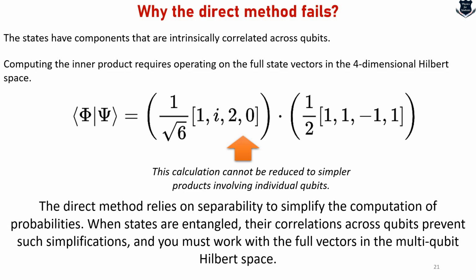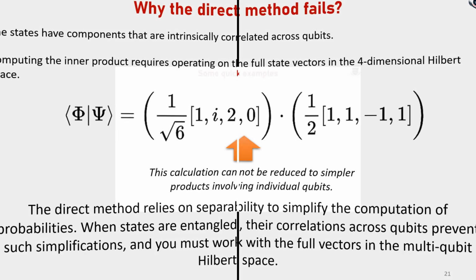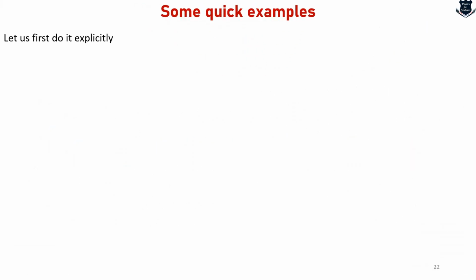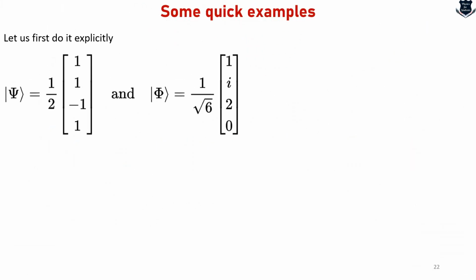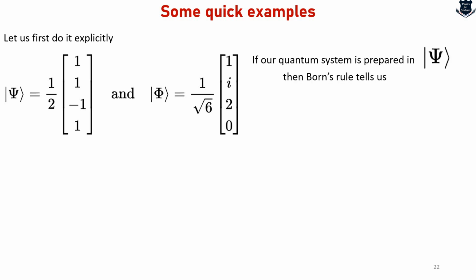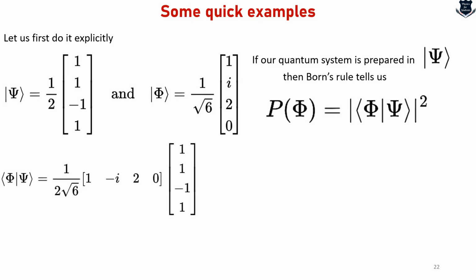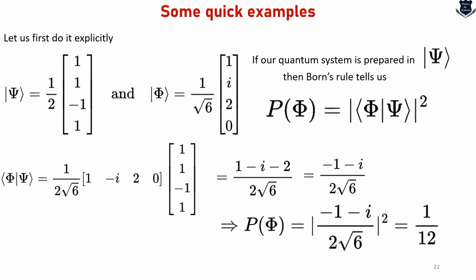Now we will take the earlier example and try to solve it. Say, for example, we use the explicit method. So we use the phi and psi. And for our quantum system, as we know the Born rule, we will just square the probability amplitude. We get this value, and from here we get to this. Just doing the calculations, this equals 1 upon 12. Now this is what we have done, the explicit calculation.